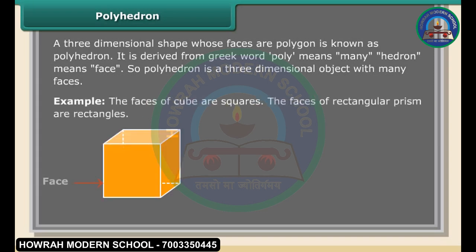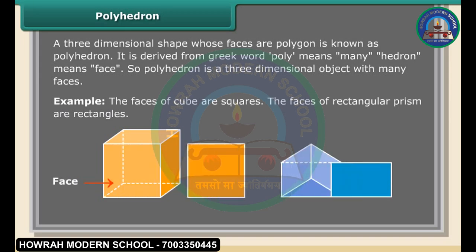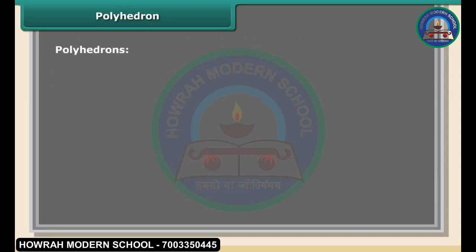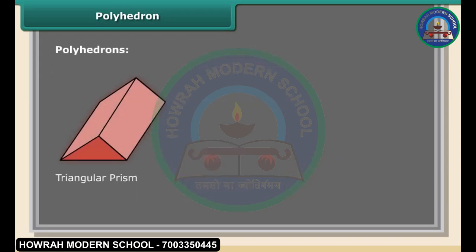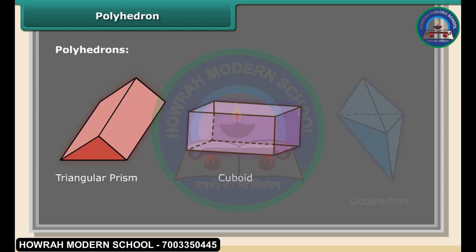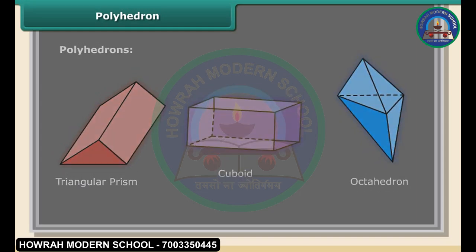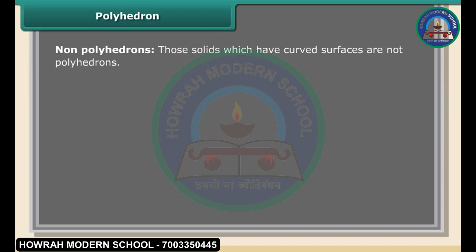The faces of a cube are squares. The faces of a rectangular prism are rectangles. Polyhedrons: triangular prism, cuboid, octahedron. Non-polyhedrons: those solids which have curved surfaces are not polyhedrons.